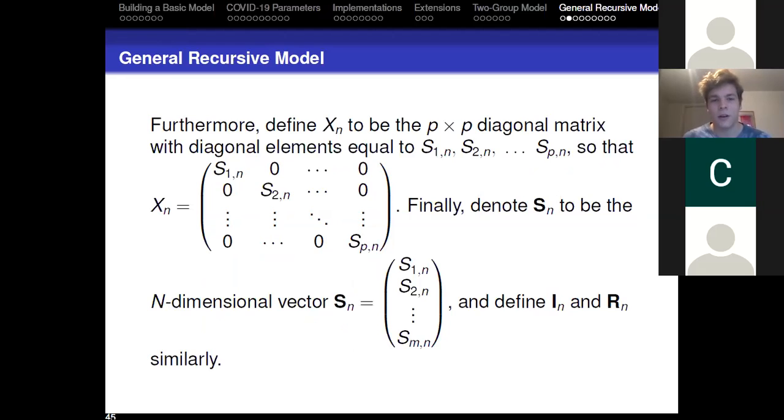And now we can define a new matrix, X sub n, to be a p by p diagonal matrix whose diagonal elements are the susceptible population. And now we denote a vector, S sub n, to be the n-dimensional vector with basically all the p susceptible groups. And then we can define I sub n and R sub n to be similar.